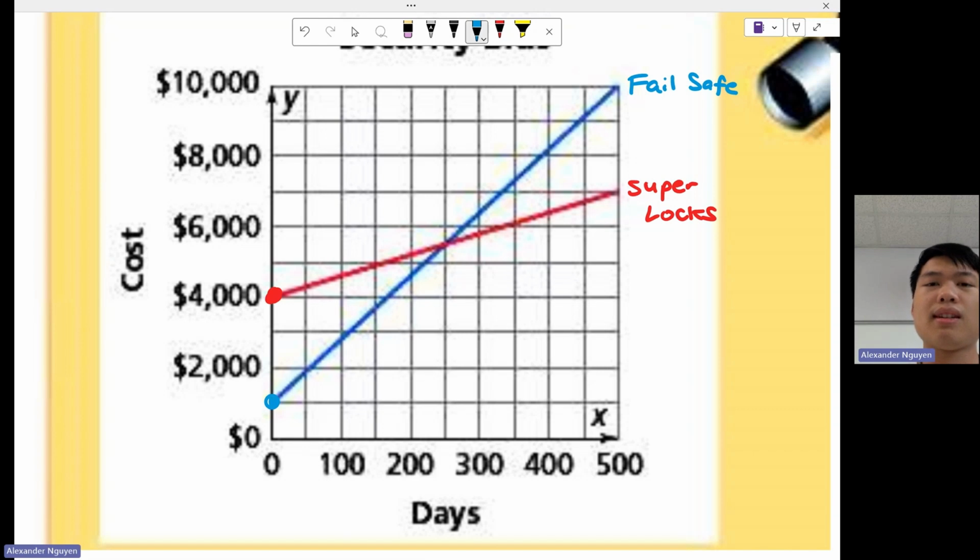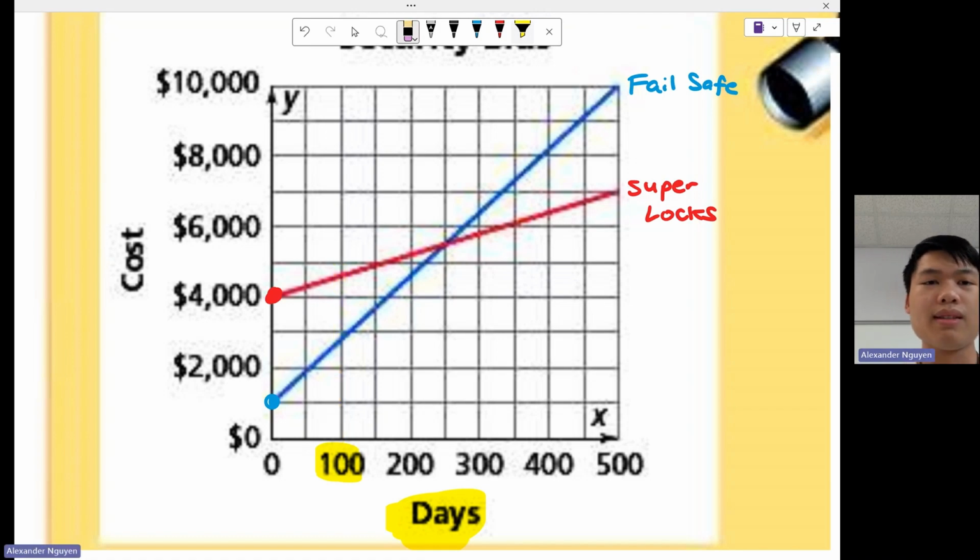And each of these, they represent the cost depending on the number of days that we're using the system. So if we're using the system for 100 days, then for Failsafe, it costs somewhere around that amount, which is almost 3,000. And for Superlocks, it costs somewhere around that amount, maybe around 4,500. Okay.